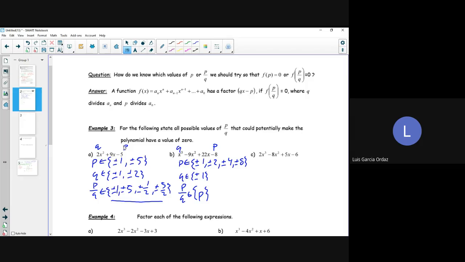And then example C, we have 2x cubed minus 8x squared plus 5x minus 6. So what are my factors of 6? 1, 2, 3, 6. And q, we just have positive or negative 1 and positive or negative 2.